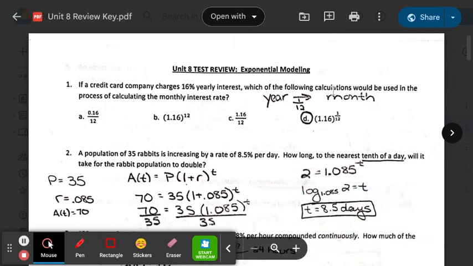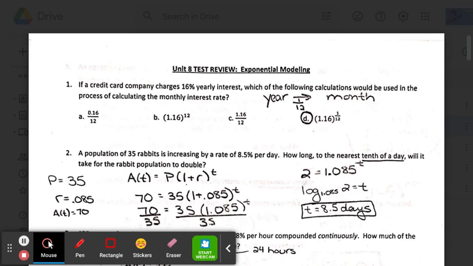Hello and welcome to the Unit 8 test review. I'm not going to write out the problems because they're already written out on the answer key, but I will add some notes and kind of explain what's there.